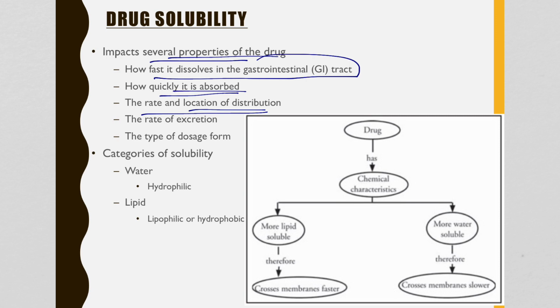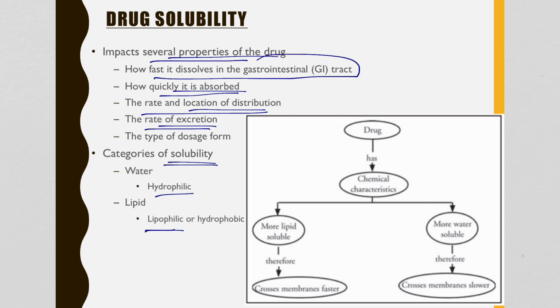The other thing that we can think about is how quickly it's excreted. We know that water-soluble drugs are going to be excreted a lot quicker and reach the site of action less when compared to our more lipid-soluble drugs. And so the two different categories for solubility are going to be water-based, hydrophilic, or lipid-based, lipophilic or hydrophobic, depending on how you look at that.